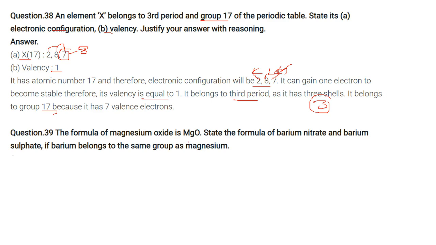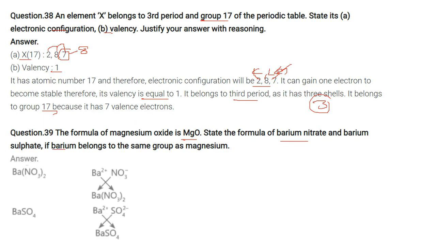The formula of magnesium oxide is MgO. State the formula of barium nitrate and barium sulfate if barium belongs to the same group as magnesium. Barium will make Ba(NO3)2 with nitrate, and BaSO4 with sulfate. Barium is 2 plus, and NO3 has minus 1, so it will be twice. SO4 is already 2 minus, so they will form BaSO4.